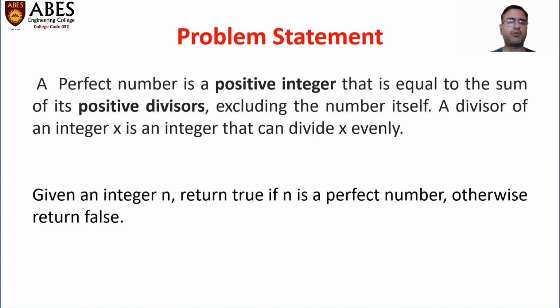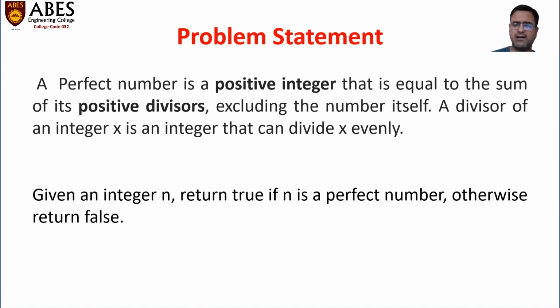So the LeetCode problem is saying that we are given some random integer number, and we have to return true if it is a perfect number, otherwise we have to return false. Now the question arises: what is a perfect number? As the statement says, a perfect number is a positive integer that equals the sum of its positive divisors, excluding that number.